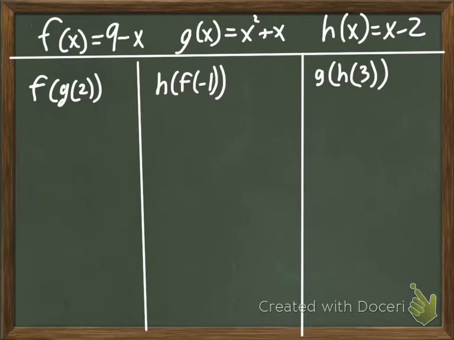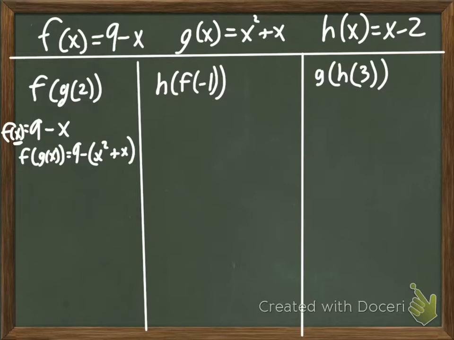So what that means is that we're going to take our f of x function, and inside it we're going to put our g of x function. So our f of x is 9 minus x. So that's our f of x. Now, in place of x, I'm going to put that g of x. So it's going to look like this with the x in there. It's going to say 9 minus, and then we put it in parentheses, g of x, which is x squared plus x.